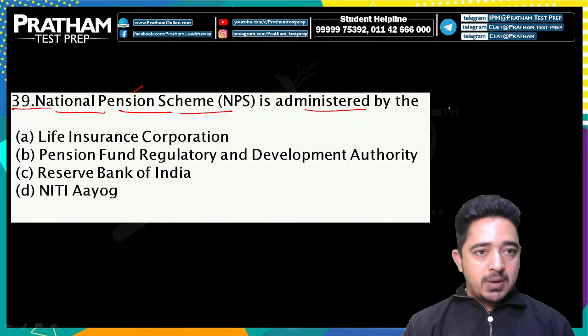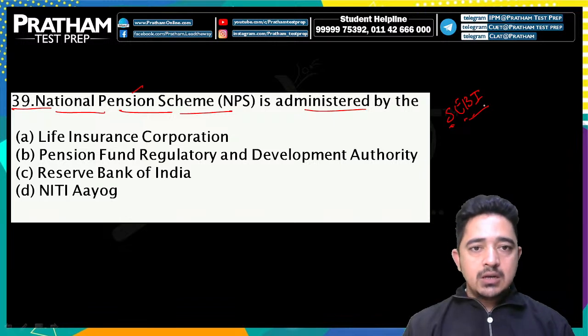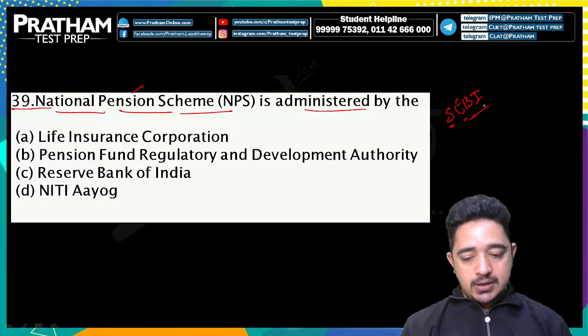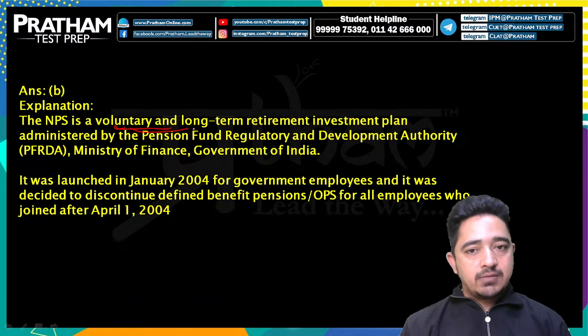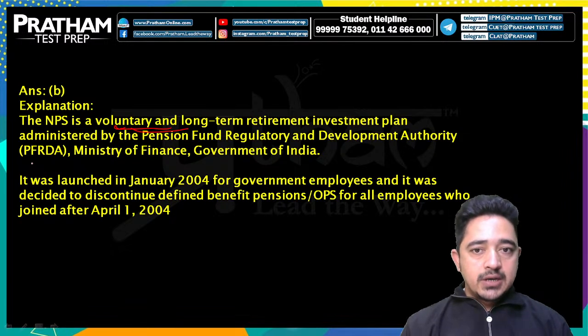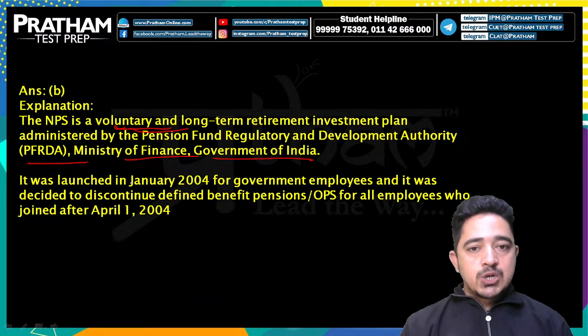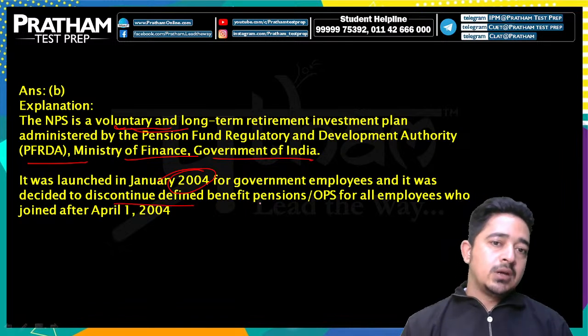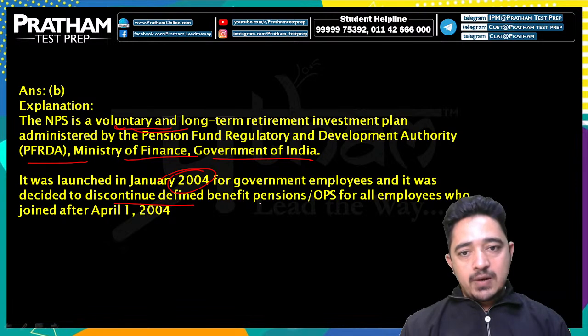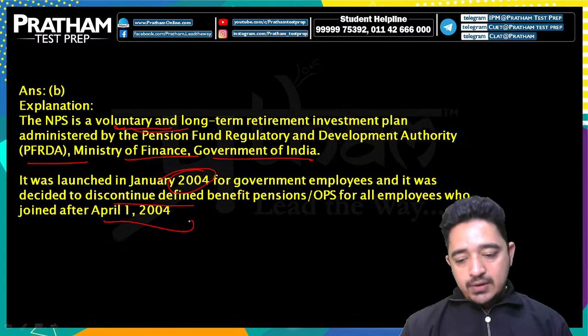Like for the stock exchange we have SEBI, which is called the Securities and Exchange Board of India. Similarly, which is the authority that administers NPS? That is called PFRDA. So NPS is a voluntary and long-term retirement investment plan administered by the PFRDA, which is called the Pension Fund Regulatory and Development Authority, Ministry of Finance, Government of India. It was launched in January 2004 for government employees, and it was decided to discontinue defined benefit pension for all employees who joined after 1st April 2004.